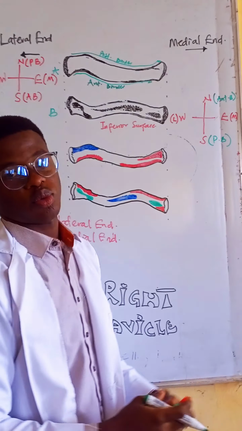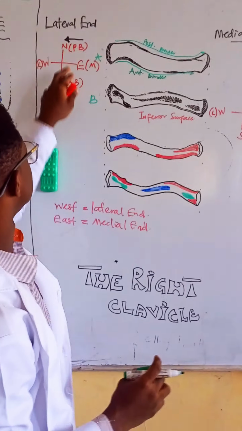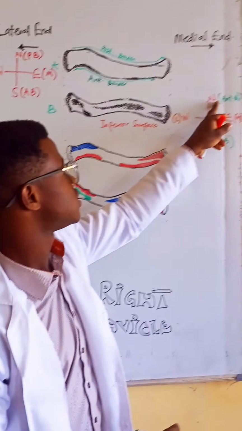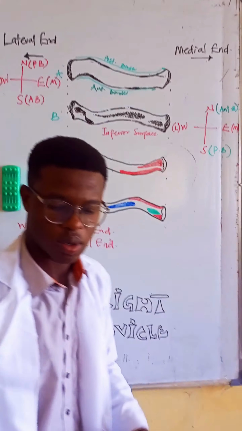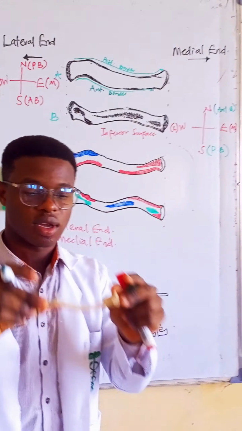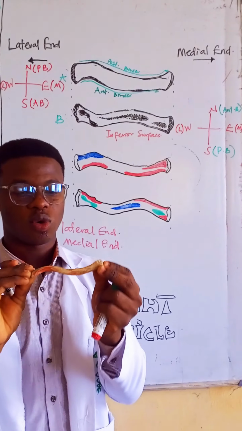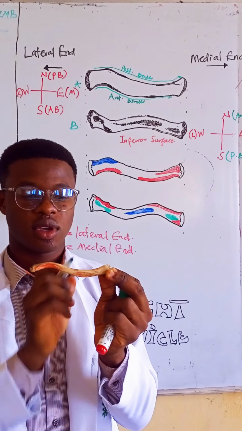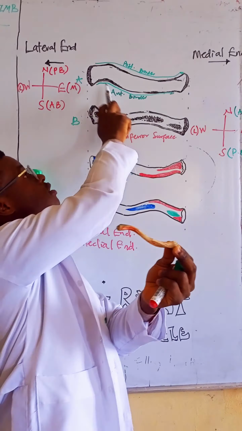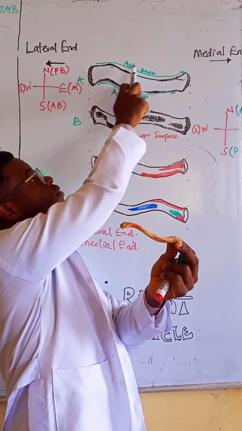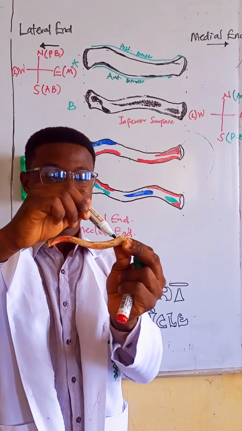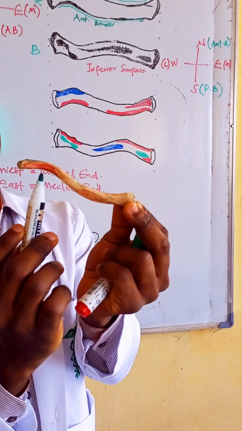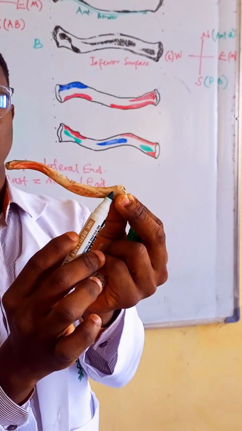I know many people now will be wondering, north here is having the posterior border and north here is having anterior border. How? Wow. So let me take our clavicle. So this is already the superior surface, inferior surface. From the superior surface on our board, we are having the posterior border at this side here, and from here is the anterior border.